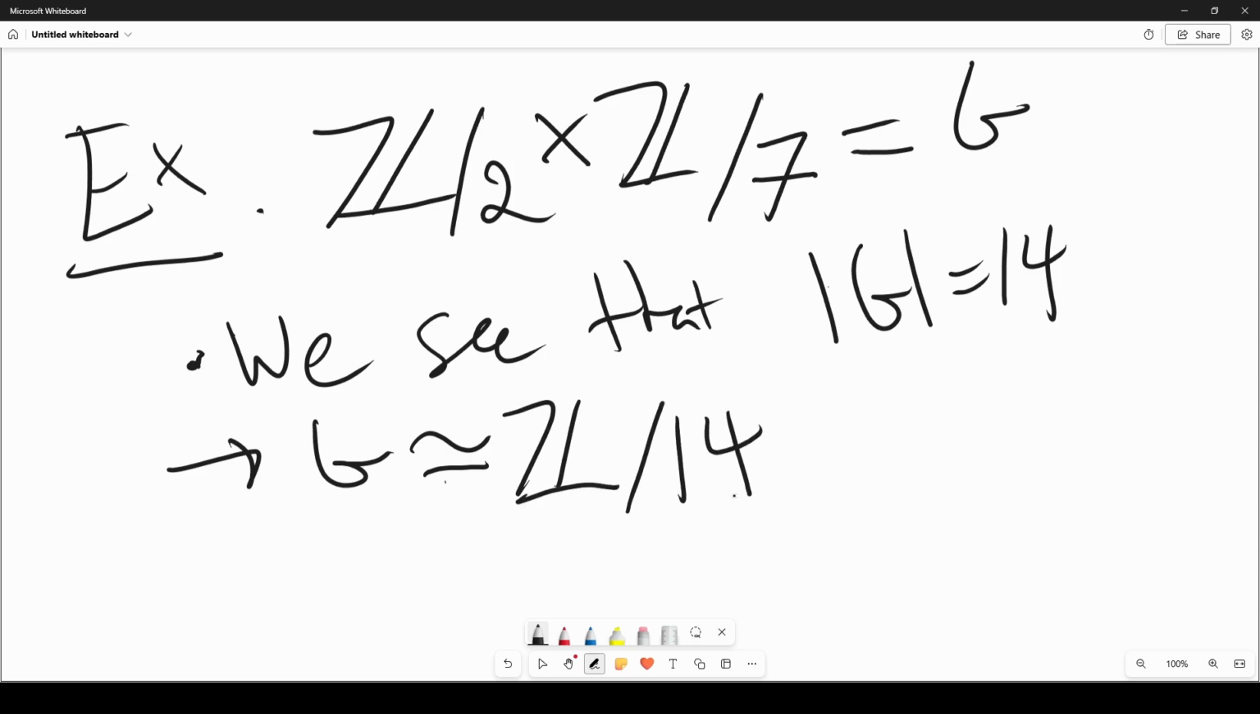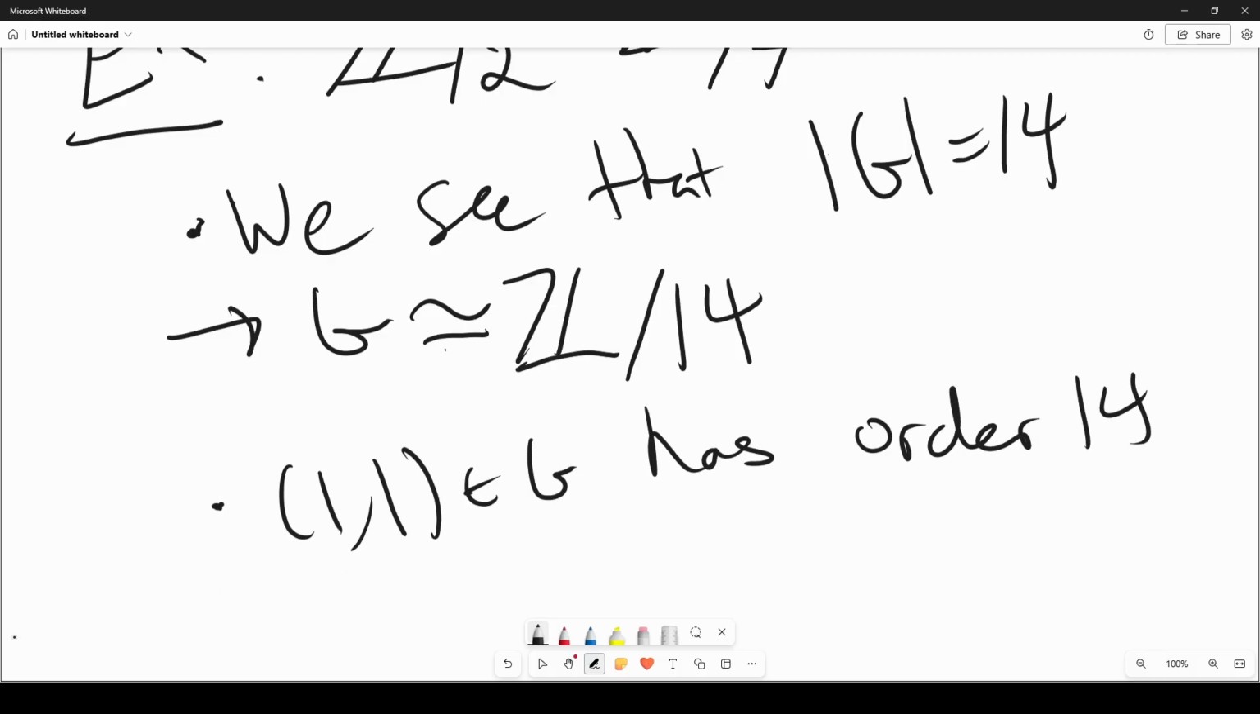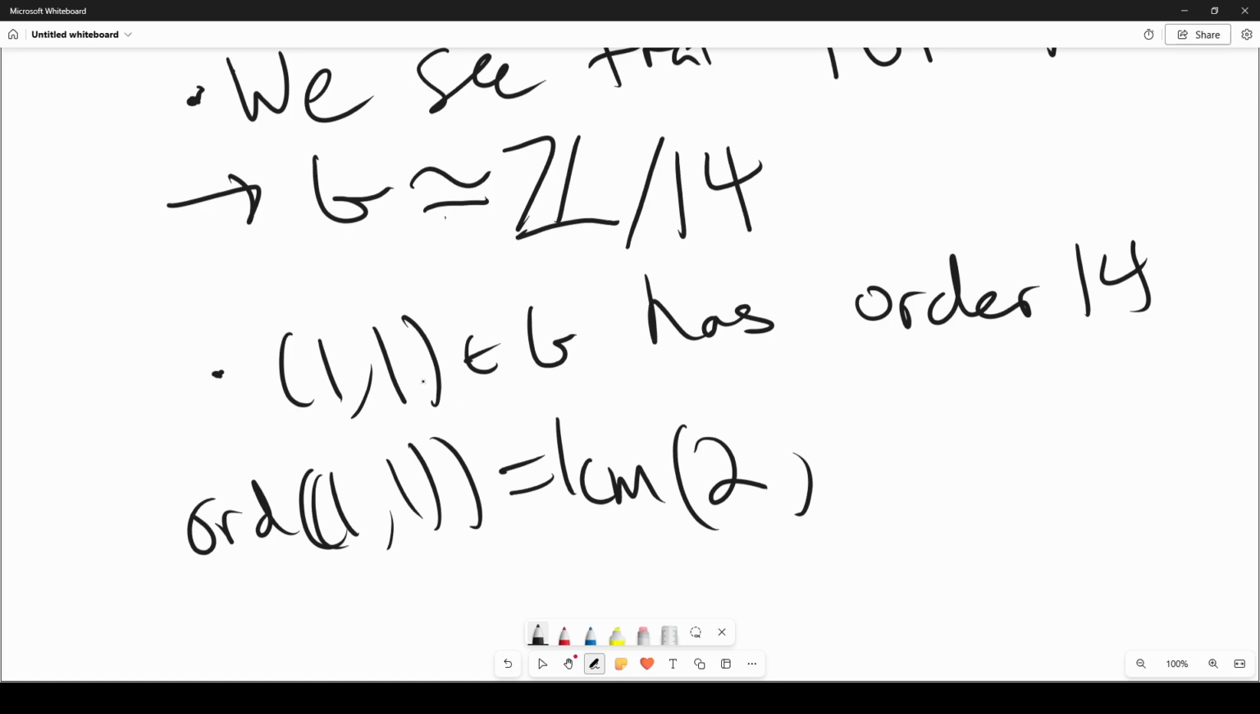Let's prove it real quick. Well, we see that the element (1, 1) in G has order 14. Why is this? Well, the order of (1, 1) equals the LCM of the order of 1 in Z mod 2, which is 2, and the order of 1 in Z mod 7, which is 7. And we know that 2 and 7 are what's called relatively prime, so they share no prime factors, which means the LCM of 2 and 7 is 14. Okay.